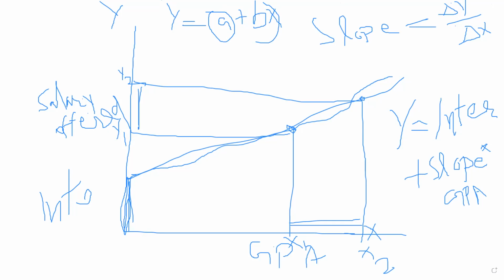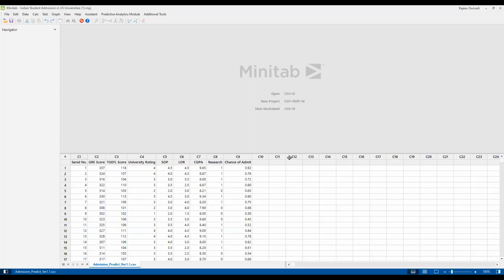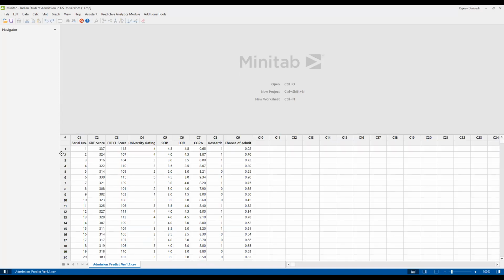So now I'm going to Minitab. Okay, here we go. Basically this is chance of admission. Let's say chance of admission in any university depends on your GPA. I'm going to make a model and see whether this model is valid or not.